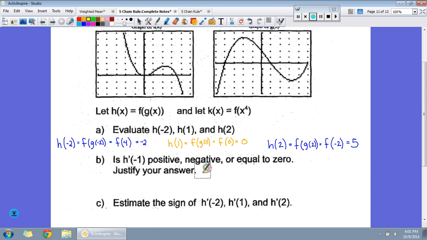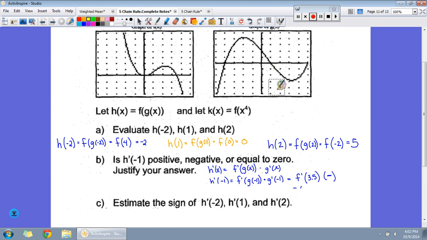For part B, we would need to figure out first what the derivative of h of x is. So I'm going to take the derivative using chain rule, and it's f prime of g of x times g prime of x. So at -1, we're going to stick in a -1 everywhere that we have an x. So g of -1 is going to be 3.5, and g prime at -1 is going to be negative.